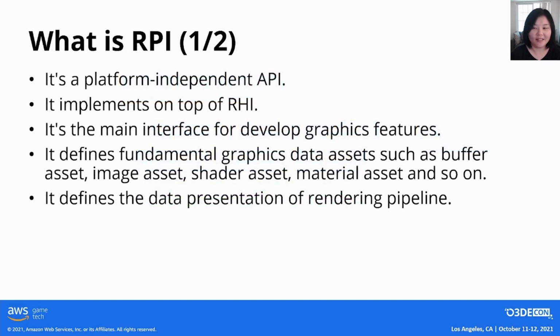From the last slide of the Atom architecture, it's pretty clear about some facts listed here about RPI. RPI is a platform-independent API. It is implemented on top of RHI. It's the main interface for developing graphics features. People may use RHI directly, but they may find they need to do a lot of handcrafting work to set up the rendering frame.